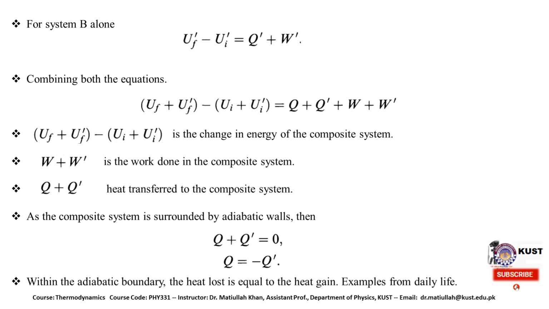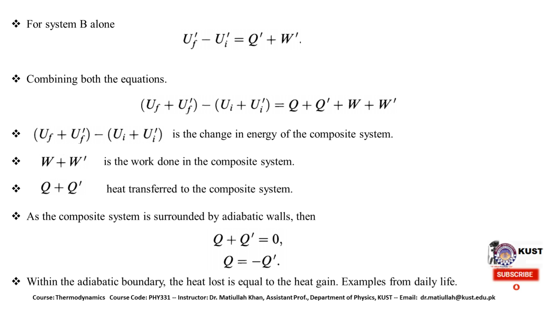Here we can develop something new from this equation, that is actually the law of conservation of energy, also called the first law of thermodynamics. The difference UF plus UF dash minus UI plus UI dash is the change in internal energy of the composite system. W plus W dash is the work done in the composite system. Q plus Q dash is the heat transfer to the composite system.